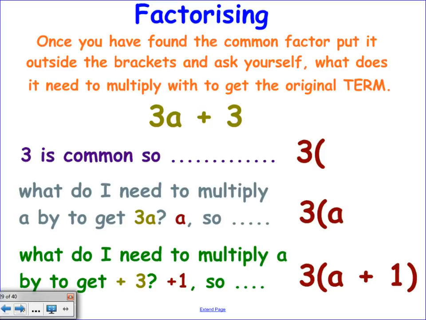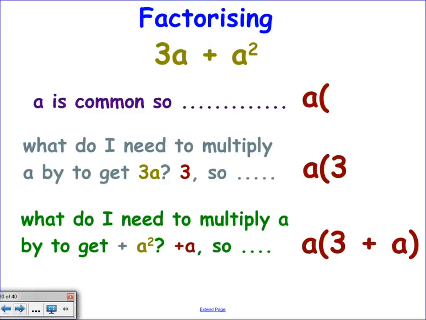So you end up with 3 outside the brackets and a plus 1 inside the bracket. Okay? Just another example and then we'll do a few. I've got 3a plus a squared as my 2 terms. Okay, it's my expression. What's common to both? A. So you take a and you stick a outside the brackets.